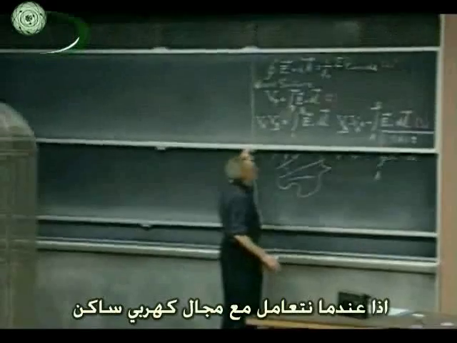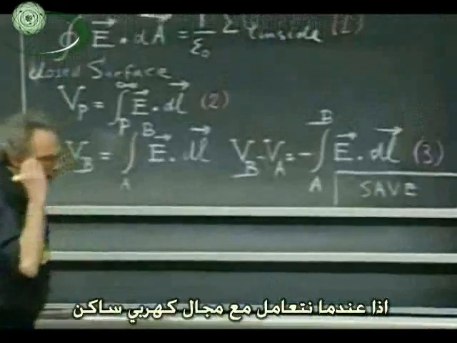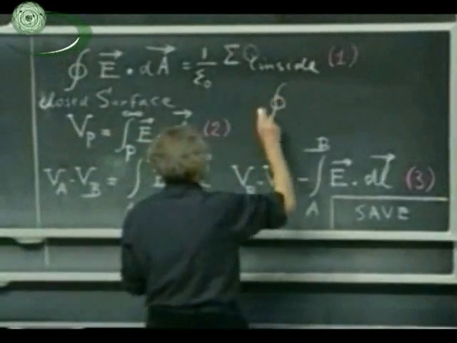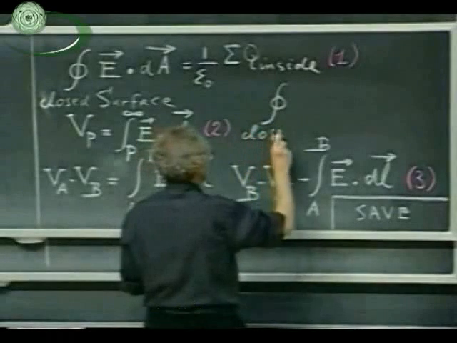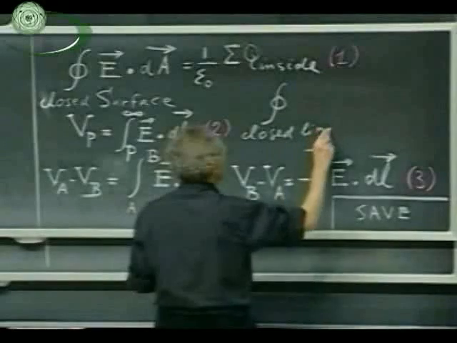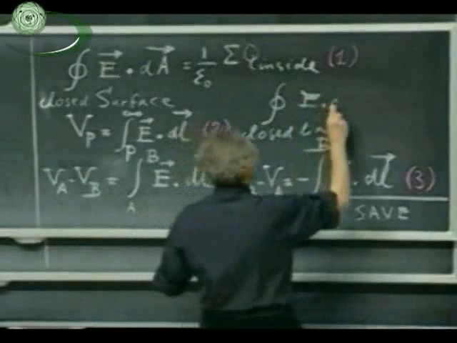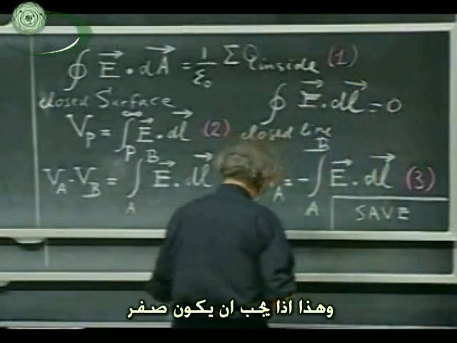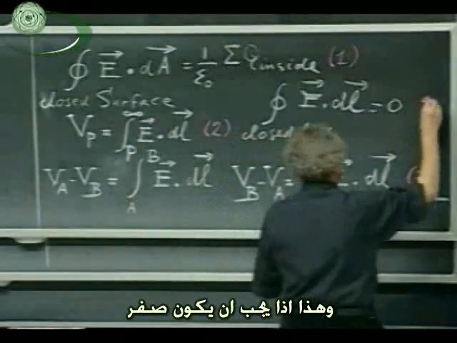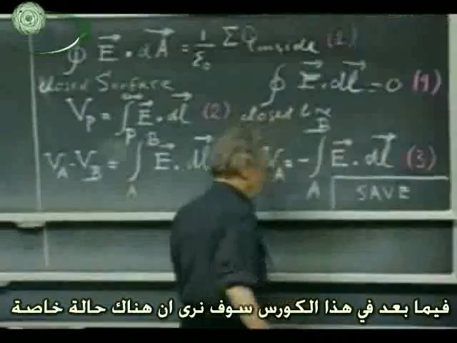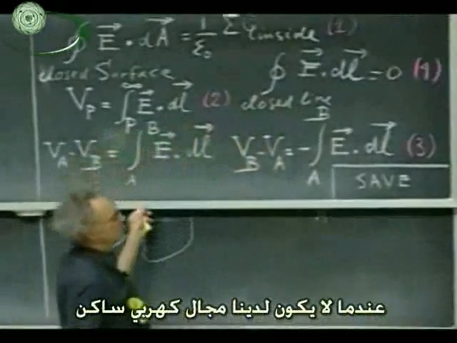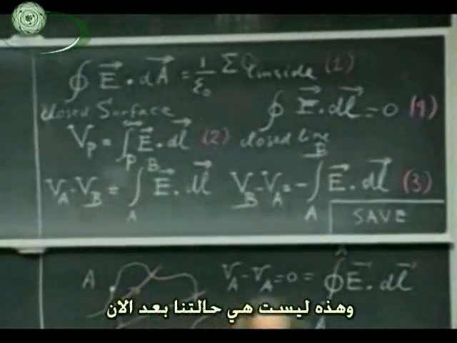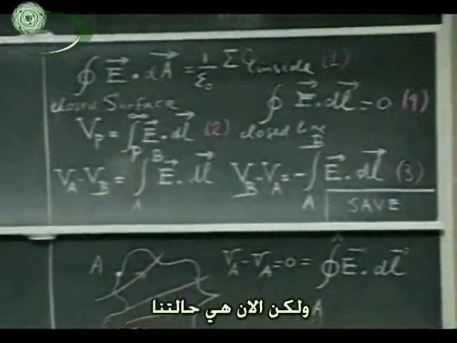And so whenever we deal with static electric fields, we can add another equation if we like, and that is if we have a closed line integral of E dot dl, so we end up where we started, that then has to become 0. Later in the course we will see that there are special situations when we don't deal with static fields, when we don't have conservative E fields, that is not the case anymore. But for now, it is.